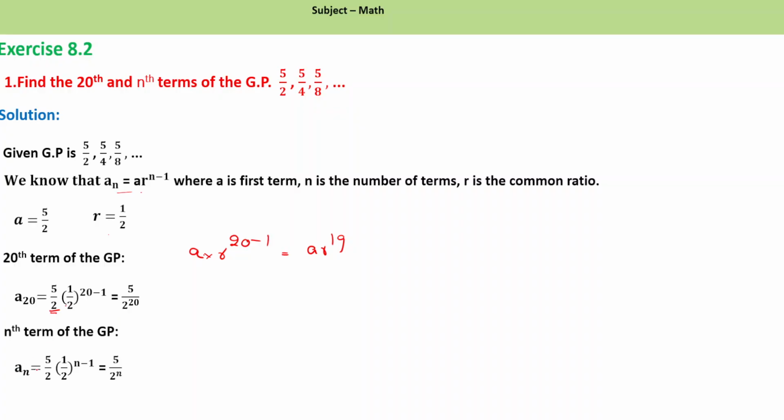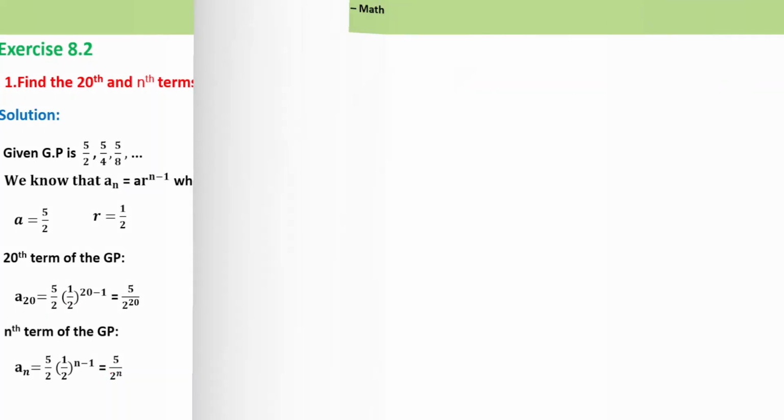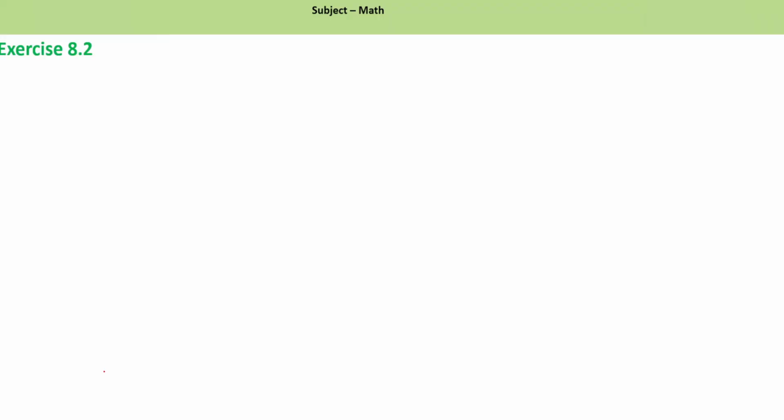The nth term is An = A × R^(n-1). So here, 5/2 × (1/2)^(n-1), that is 5 divided by 2^n.